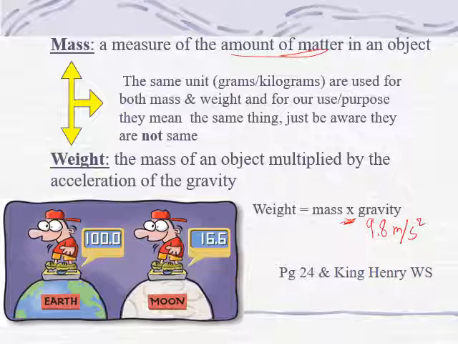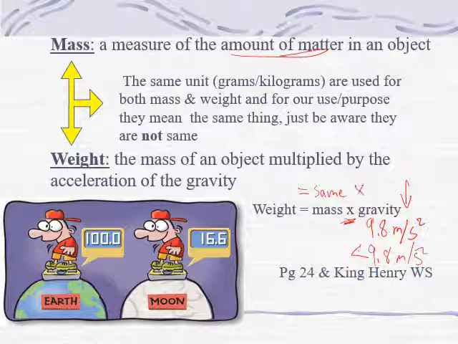Why is his weight different? Because gravity on the moon is much, much, much less than 9.8 meters per second squared. And because this value dropped and this value remained the same, the overall outcome, so you multiply them together, drops as well.